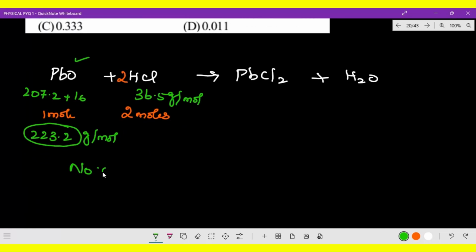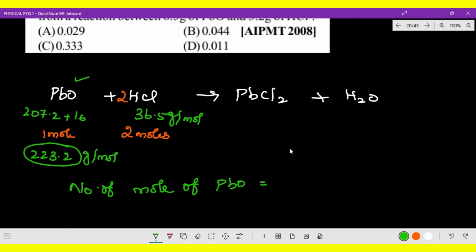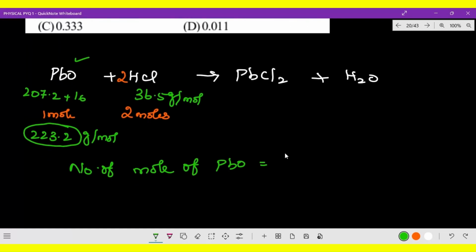So number of moles of PbO is given mass by molecular mass. Given mass, it is mentioned in the data, 6.5 gram. Given mass by molecular mass is the number of moles. You know that formula very well. So 6.5 divided by 223.2. Just now we got 223.2. So when you calculate it, make it a whole number while calculating so that it will be easy. So you will be getting 0.0291 mole. Right. Okay, 0.0291 mole. Yes.